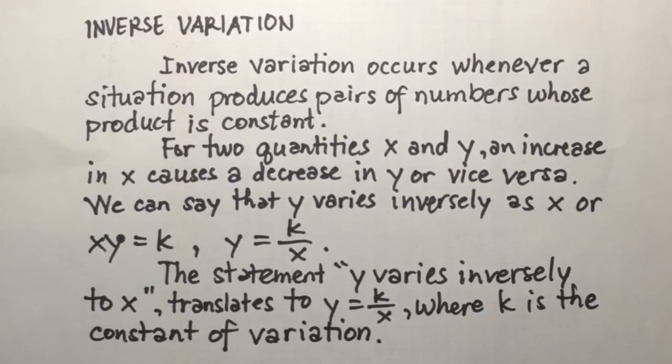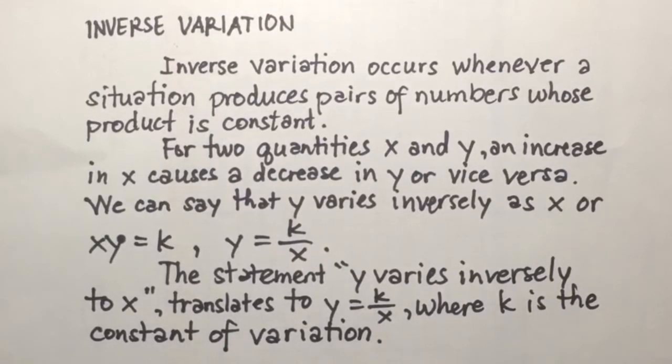This is different from direct variation, in which, if your value of x increases, your value of y also increases. In inverse variation, if your value of x increases, your value of y decreases, and vice versa.